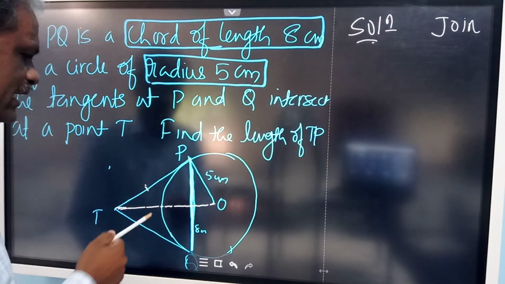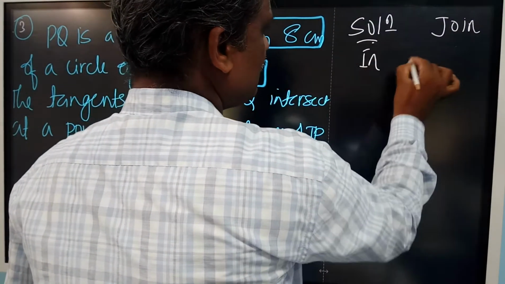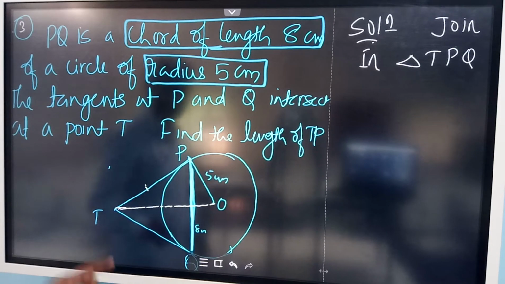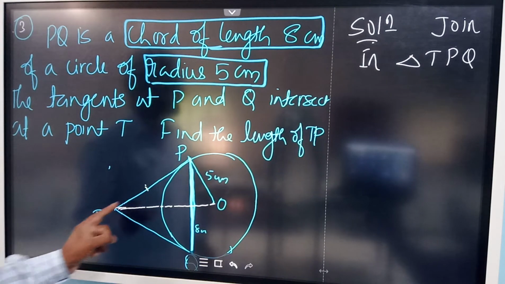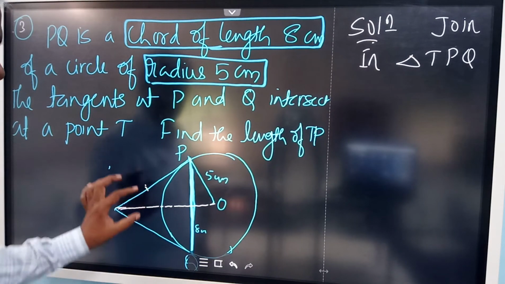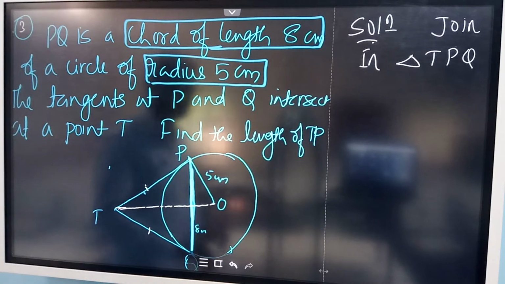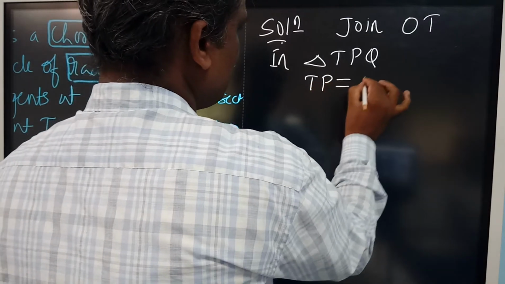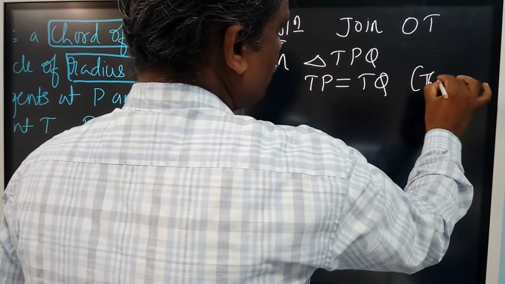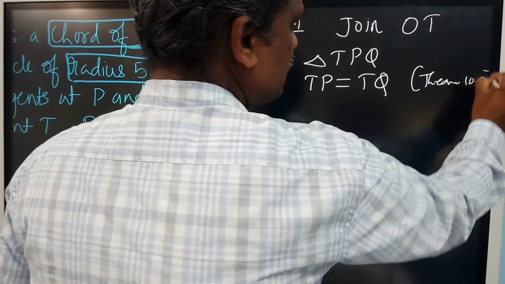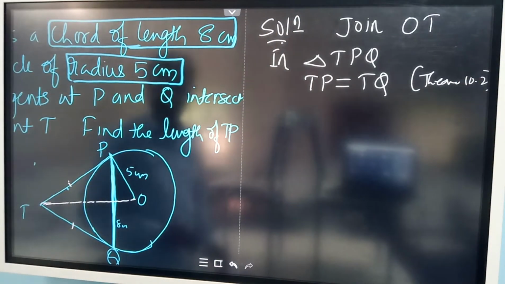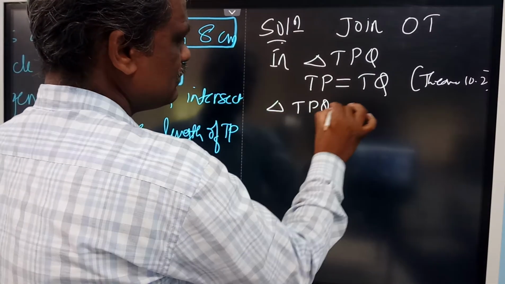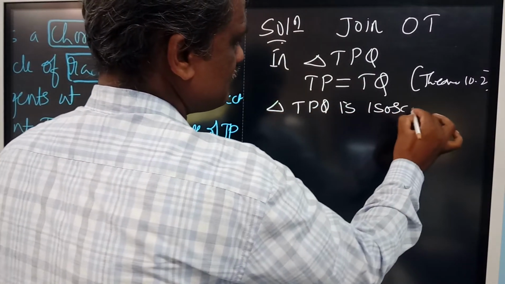Now consider triangle TPQ. These are the two tangents drawn from the external point, so they must be equal by theorem 10.2. TP is equal to TQ by theorem 10.2. So tangents drawn from an external point are equal. Therefore triangle TPQ is isosceles.